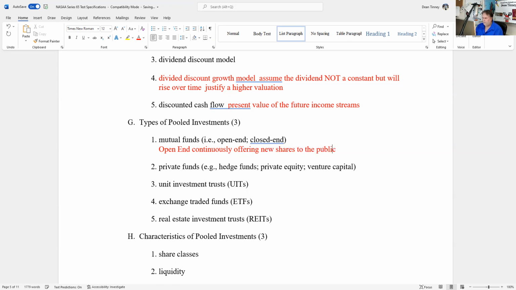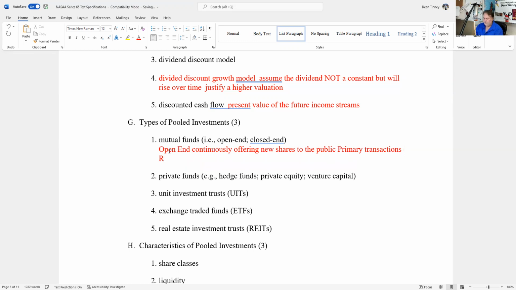And that has some implications. That means that these are primary transactions. Remember in your exam, what that means is the issuer is receiving the proceeds. And so you're doing business directly with that mutual fund company. It kind of aggravates me when I see vendors refer to open-end funds as when you sell them. You don't sell them, you redeem them. So whether you're coming or going, you're doing business directly with them. And you're redeeming those fund shares at the next calculation.